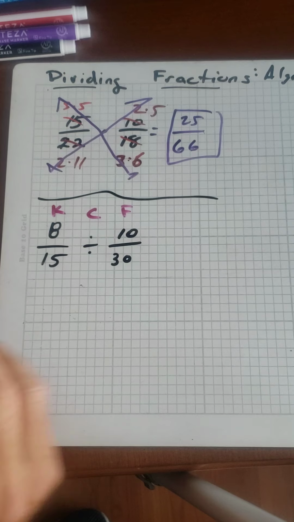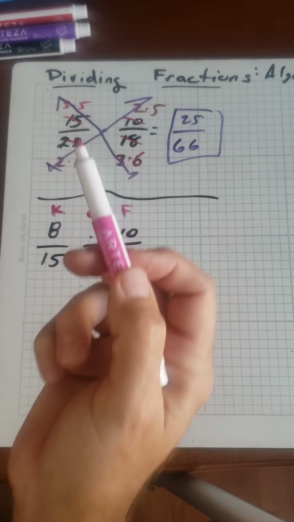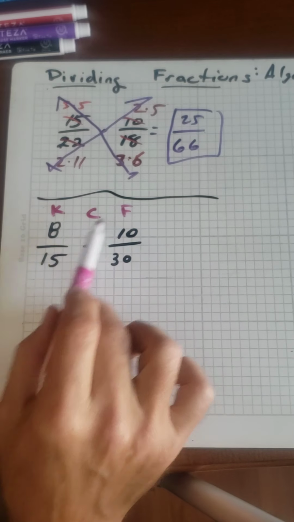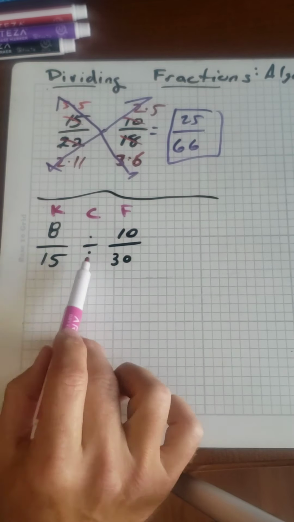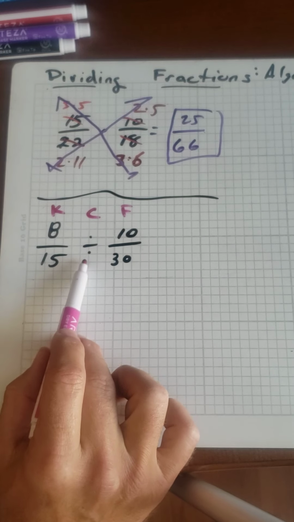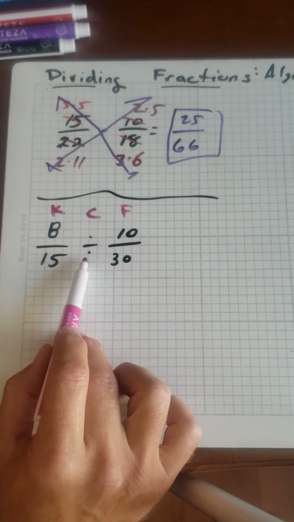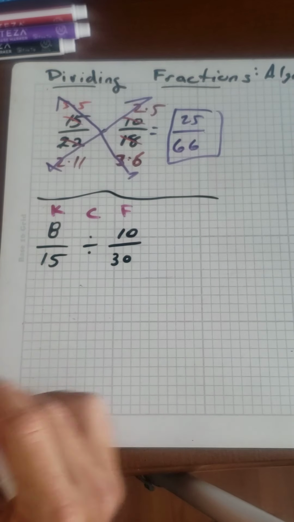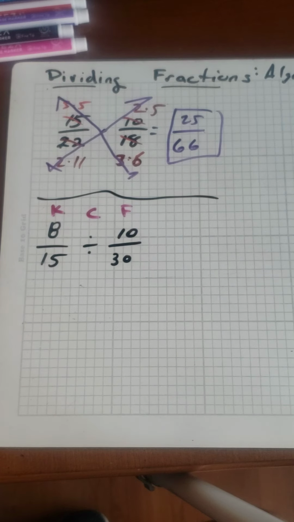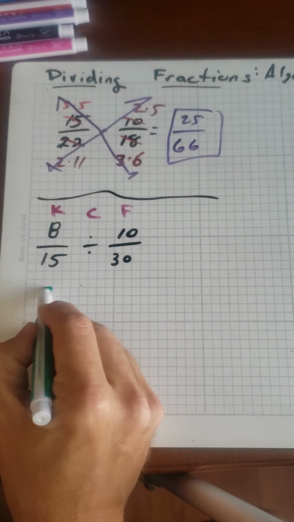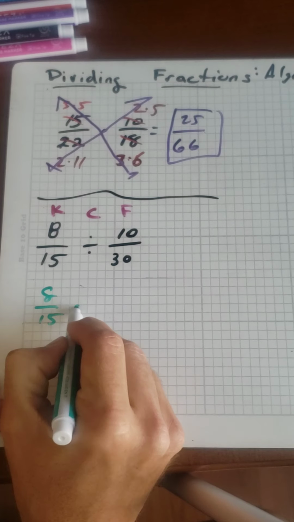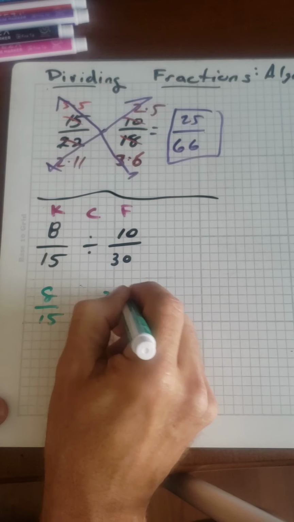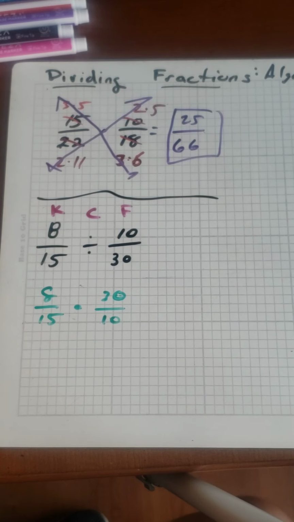What we did for integers was keep, change, change. And that's how we were able to then use our algorithm for addition. Here, we're keep, change, flip. So I'm going to keep the first number the same. I change the middle symbol to the opposite of what it is. This is division. The opposite of division is multiplication. And then I flip, or invert, this one over. So my new problem then would be 8 over 15 times 30 over 10. Okay, 8 over 15 times 30 over 10.